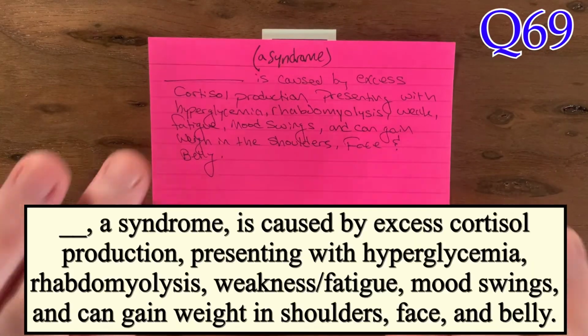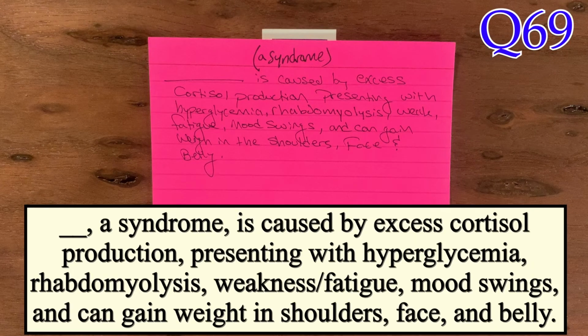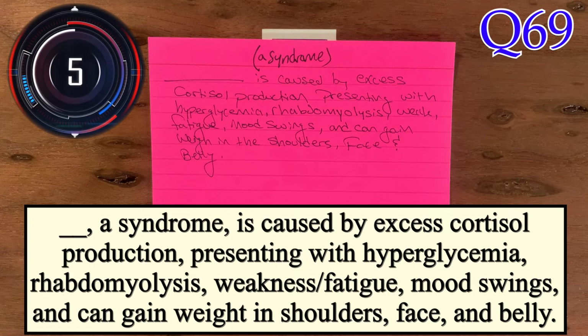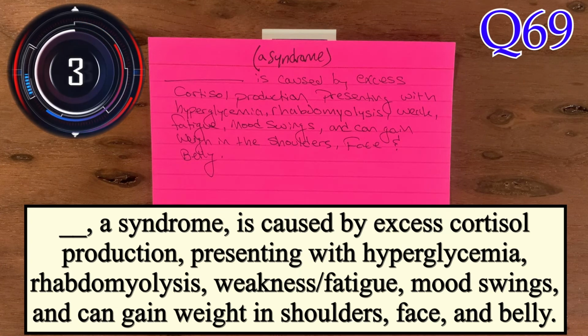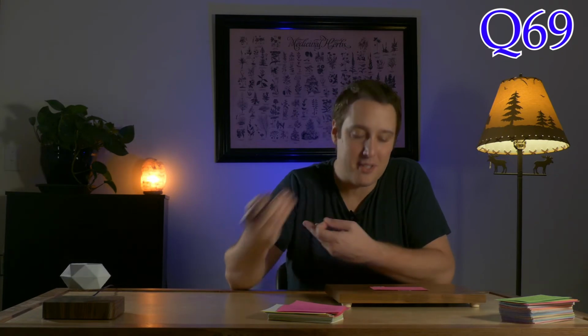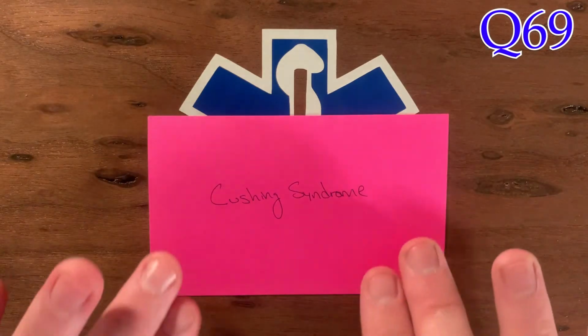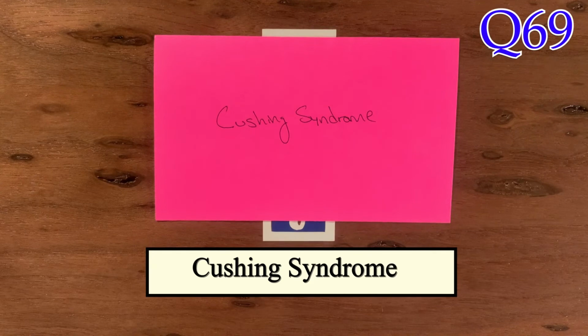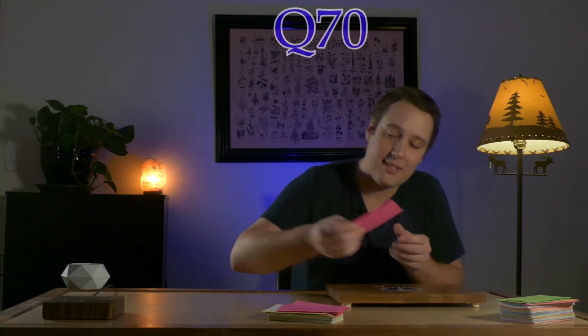Question 69. Blank, a syndrome, is caused by excess cortisol production and presents with hyperglycemia, rhabdomyolysis, feeling weak and fatigued, mood swings, and can increase the patient's weight in the shoulders, face, and belly. So these are all signs and symptoms associated with a disorder known as Cushing's syndrome and is a result of excess cortisol production. And last up, we have question 70.